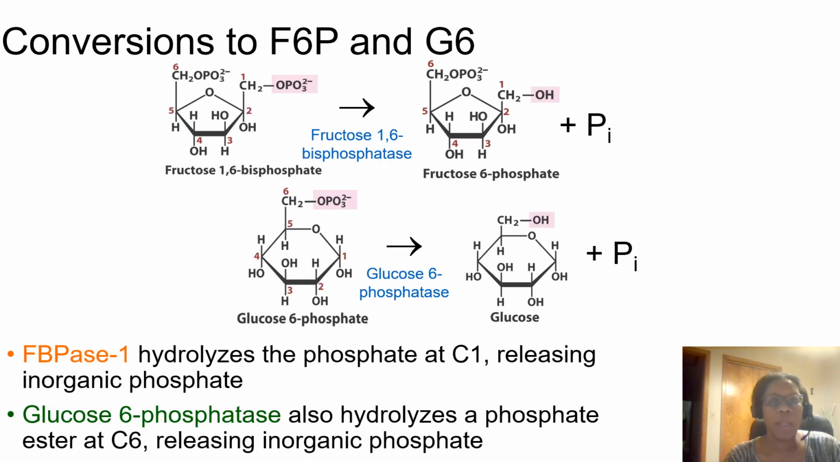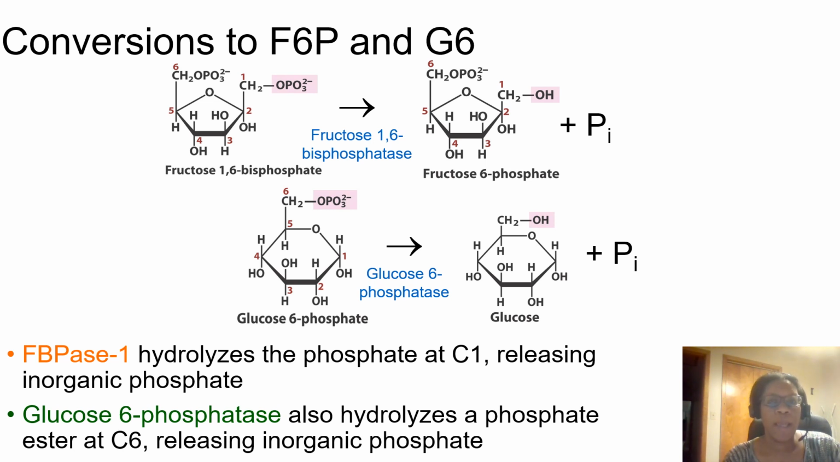The other 2 steps in gluconeogenesis that utilize different enzymes than glycolysis are the conversion to F6P and G6P. So once we are going along with gluconeogenesis and we have created fructose 1,6-bisphosphate, instead of utilizing PFK1, we utilize fructose 1,6-bisphosphatase, and it hydrolyzes the phosphate at C1, releasing an inorganic phosphate and creating F6P, fructose 6-phosphate.